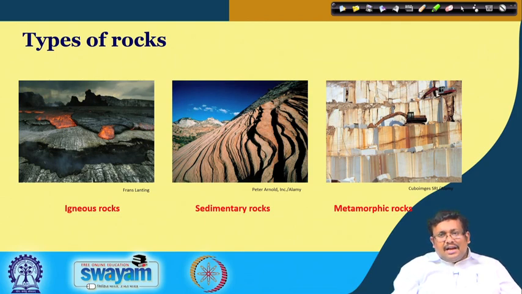To talk about some examples of igneous rock, granite and basalt are two important igneous rocks, or I would say the two most prevalent igneous rocks over the surface. Some examples of sedimentary rocks are limestone and sandstone, whereas some examples of metamorphic rocks are gneiss, quartzite, schist, and marble.